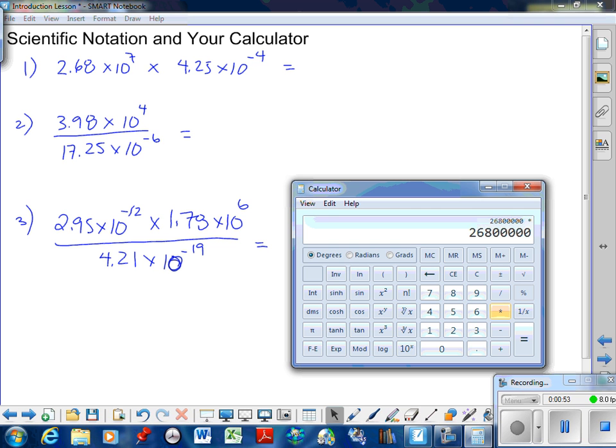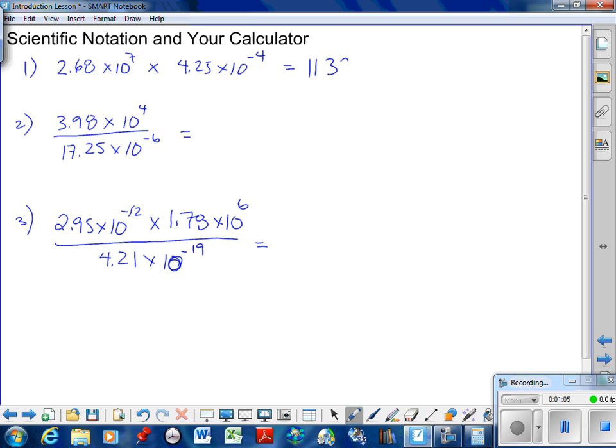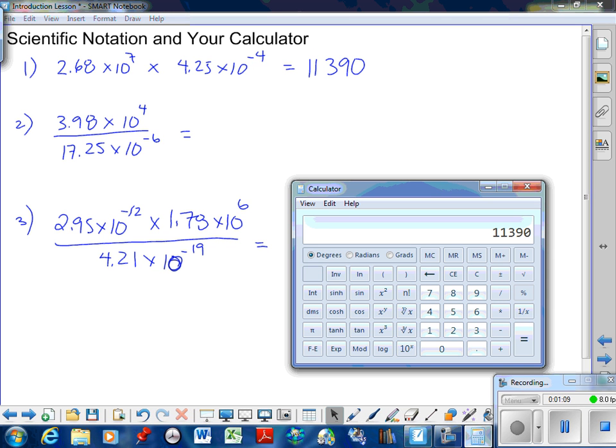Multiplied by 4.25 EXP negative 4. And that, again, that's what it looks like on mine. Hitting equals, you should be able to get this answer with your calculator, 11,390. Okay, so you need to try these out, because if you can't get these answers with your calculator, you need to talk to me tomorrow, and we'll do a couple practice ones. Make sure you can use your calculator properly.